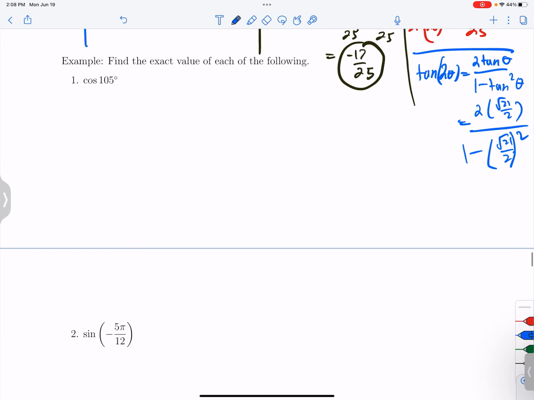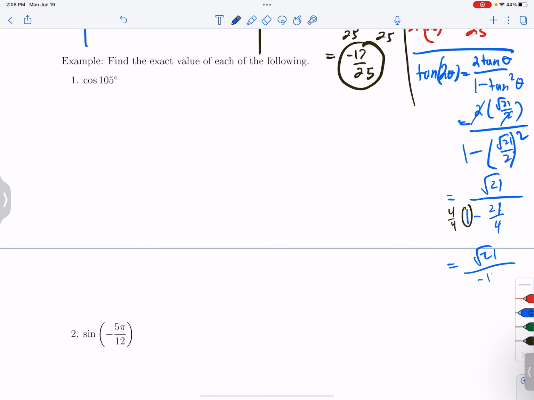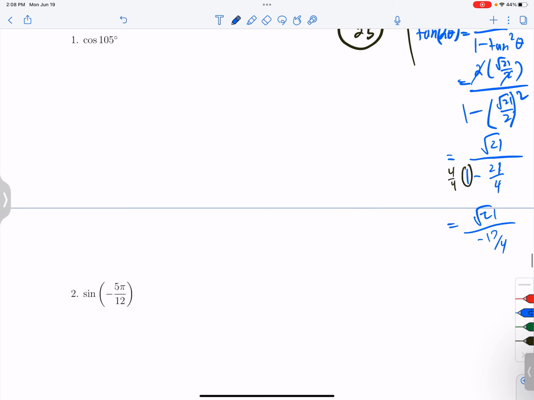And then simplifying this, in the numerator, those 2's cancel. I'm left with square root 21. In the denominator, we have 1 minus square root 21 over 2 times square root 21 over 2, which is just 21 over 4. Getting a common denominator, this is 4 over 4. So what we are left with is square root 21 divided by 4 minus 21, which is negative 17 fourths. Multiplying the top and bottom by 4, I get 4 square root 21 over negative 17.